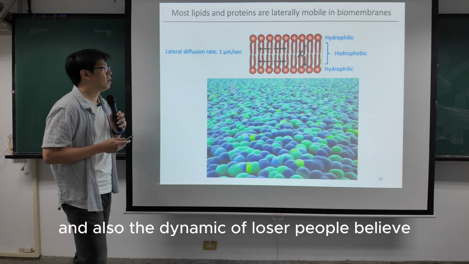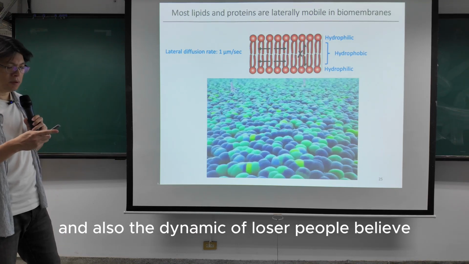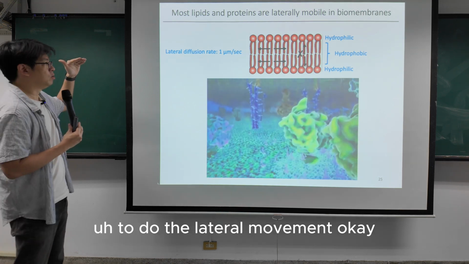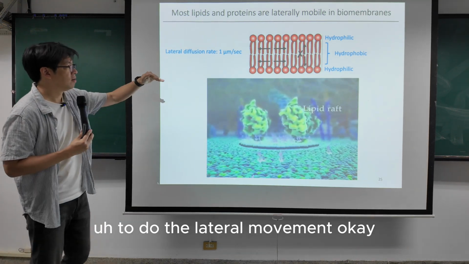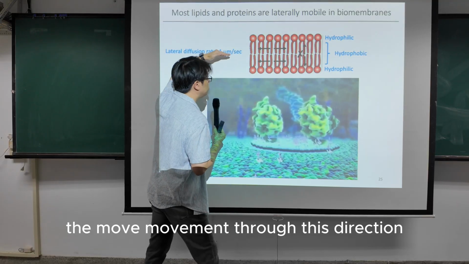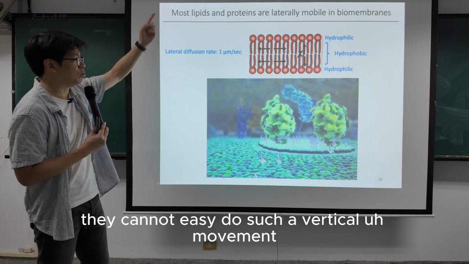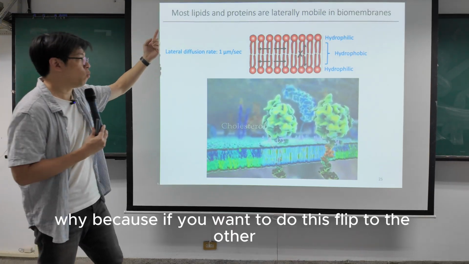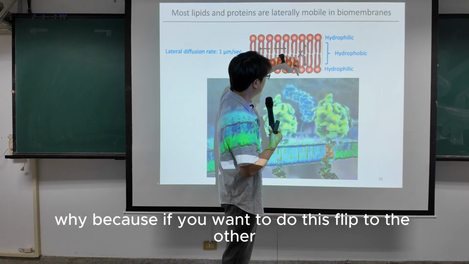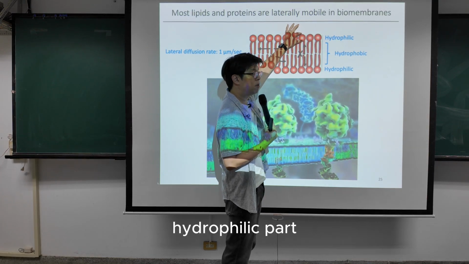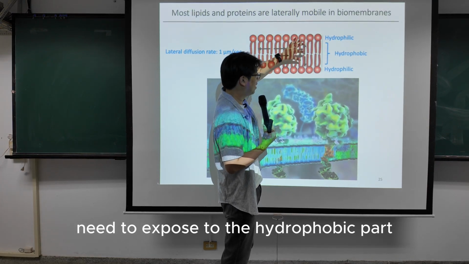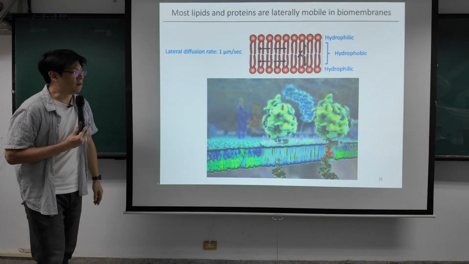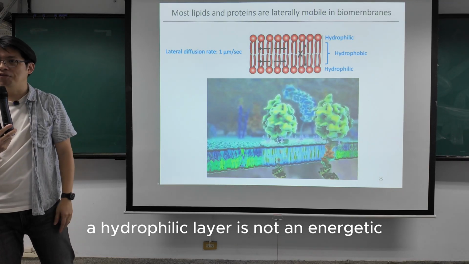Also, regarding the dynamics of lipids, people believe they are more easily able to do lateral movement, just through this direction. They cannot easily do such a vertical movement. It's called flipping. Why? Because if you want to flip to the other leaflet, the polar hydrophilic head needs to be exposed to the hydrophobic part, and then it can reach the other hydrophilic layer. It's not an energetically favorable condition.